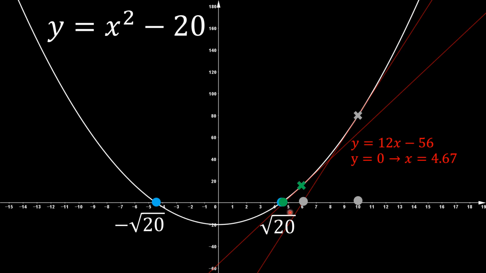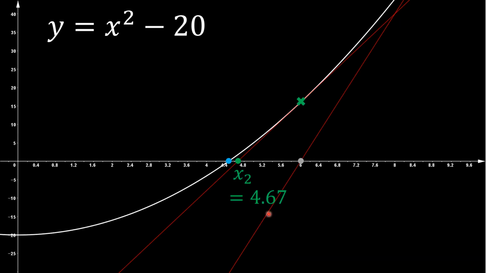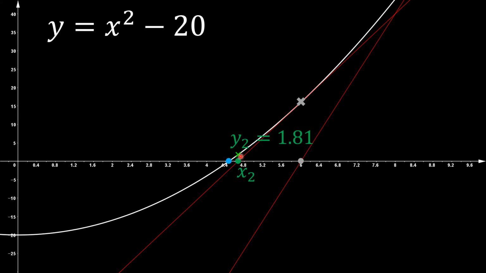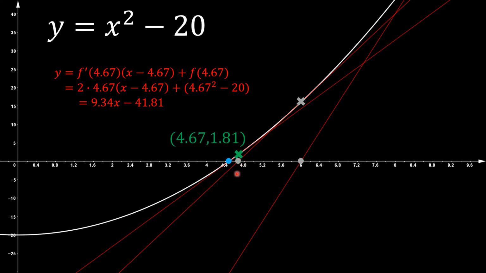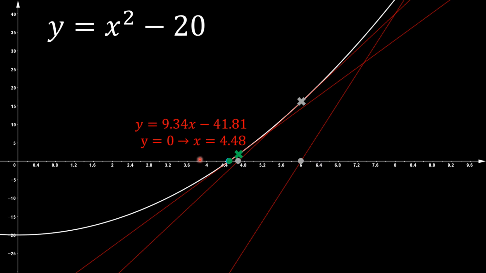Wait a minute, I think you already got a value similar to the square root of 20, don't we? So, shall we zoom in on this graph? The square root estimate x2 resulting from applying the Newton-Raphson method twice is now 4.67. When you zoom in, the estimated value is still a little bit different from the actual value. Shall we proceed one more time? Putting x2 into the quadratic function yields 1.81. So let's calculate the equation for the straight line with the slope tangent to the x2, y2 coordinate. The equation of this line is y is equal to 9.34x minus 41.81. When this line is y equal to 0, you can see that x becomes 4.48. That is, x3 is 4.48.